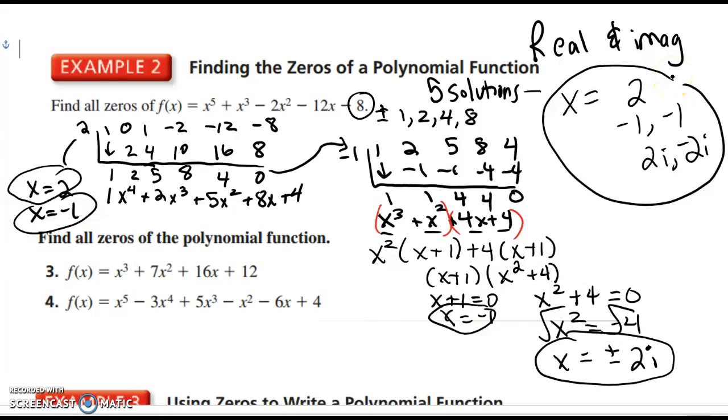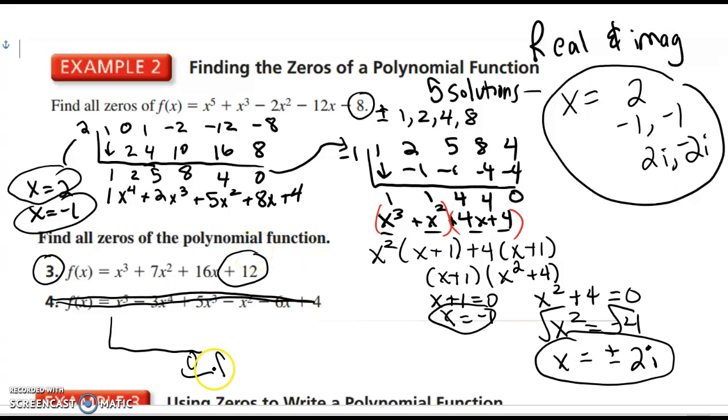I'd like you to just practice one of these. Let's try this one right here. Okay, you can't do factor by grouping, so you're going to need to do synthetic division. Use factors of 12 to try out. Hopefully you get a 0, and then try and factor what is left over and see how you do.